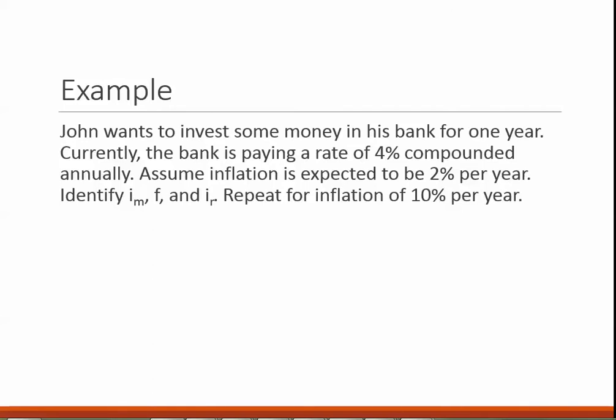Okay, so I'm going to do it over here. And remember the formula. First of all, let's identify. This 4%, because the bank is paying it, this is my market rate. This percentage right here, well, this one's pretty straightforward. Inflation is expected to be 2% per year. This is F. So what we're looking for then is I sub R.